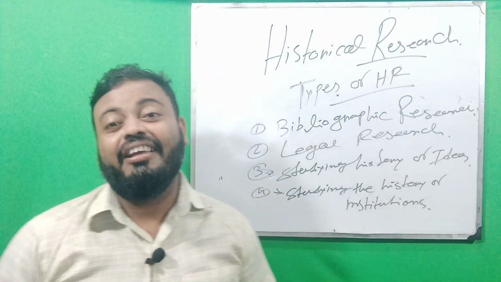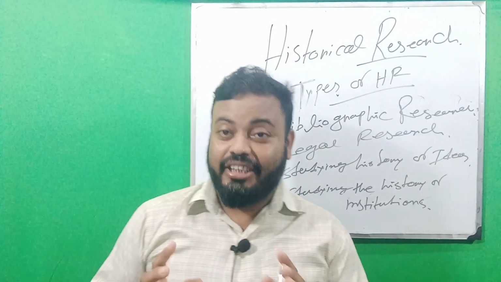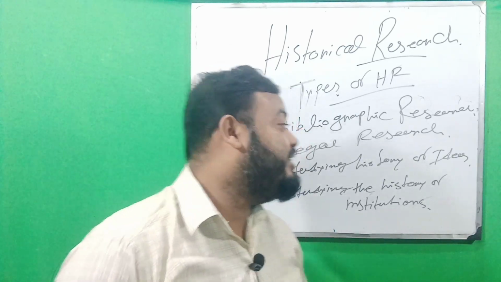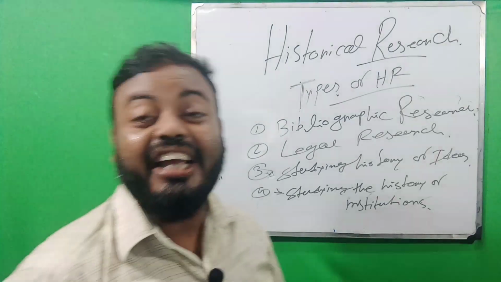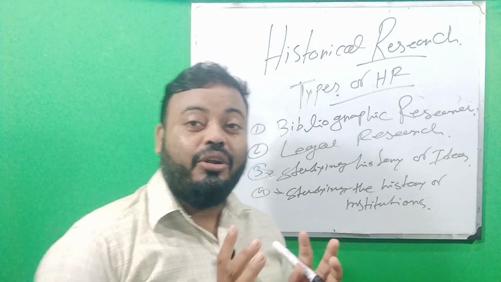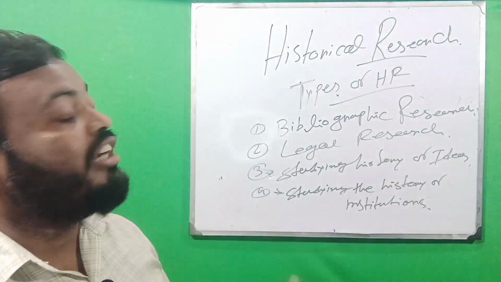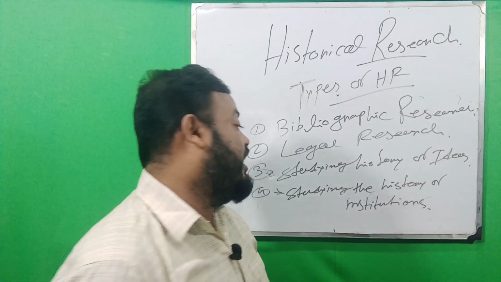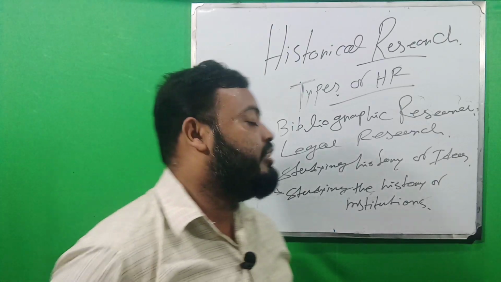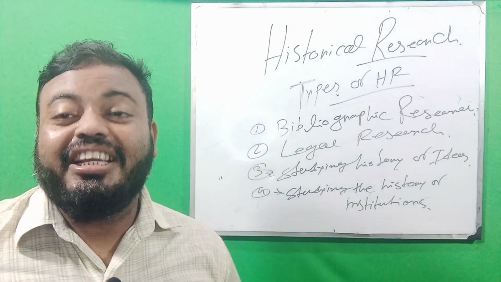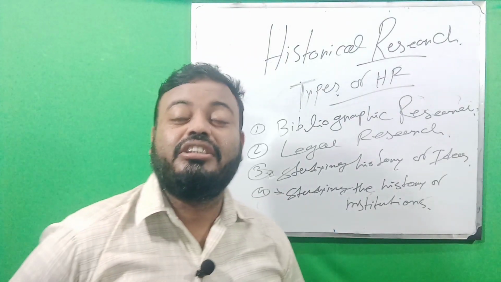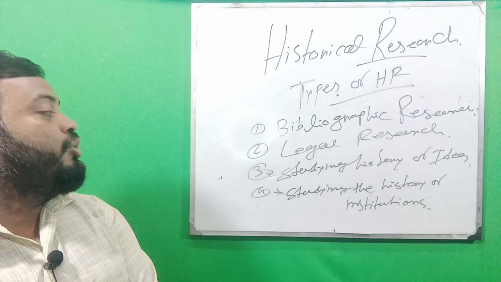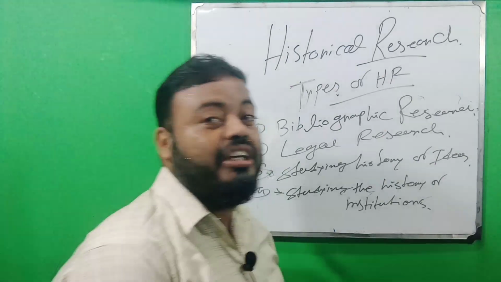So next is studying the history of ideas. Here, the history of ideas concerns persons who have a clear idea of the historical background and know about these historical events. So this is the historical ideas of those times. And next is studying historical institutions. Here, historical institutions have some importance to historical research. So those are the types of historical research.